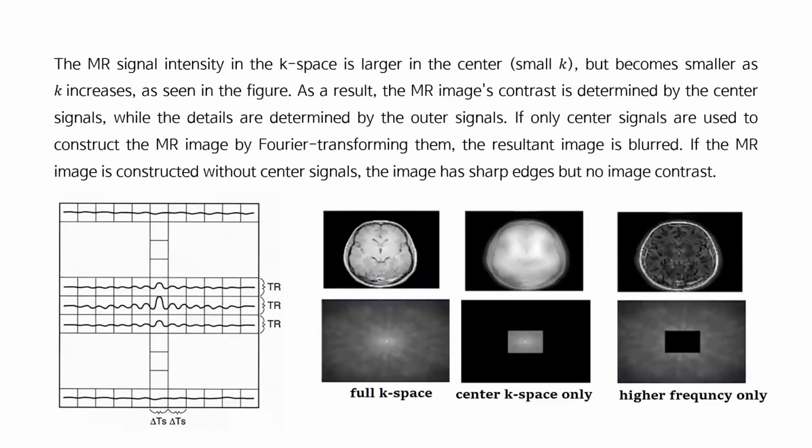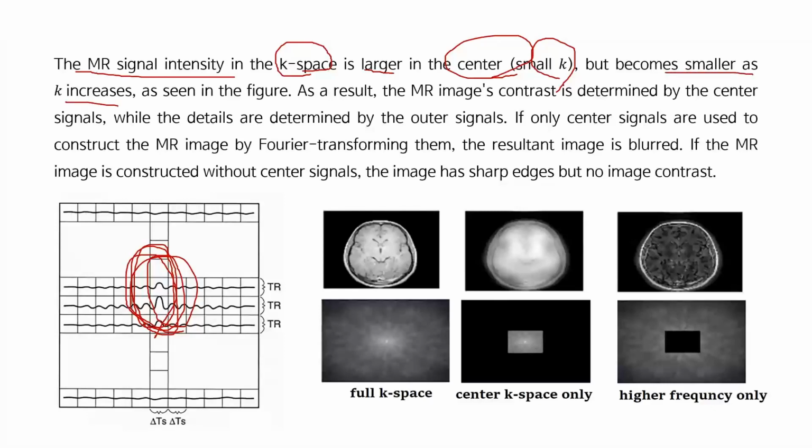The signal intensity in the k space is larger in the center, small k. So here, signal is largest, but becomes smaller as k increases. So as going to the edge, signal intensity is decreasing. As a result, the MR image's contrast is determined by the center signal, while the details are determined by outer signals.